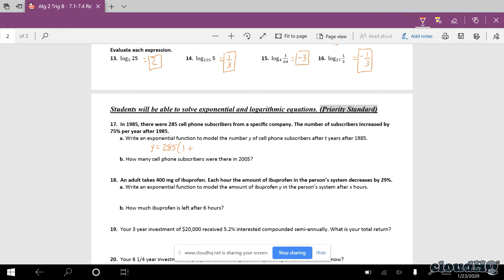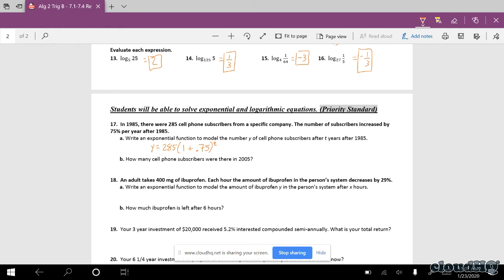So 1 plus your rate, 75%, you have to change it to a decimal. So 0.75 to the power of, they say to use t. Understand t means the number of years since 1985. So there's the answer to part A. If you want to simplify your parentheses and call it 1.75, that's perfectly fine.